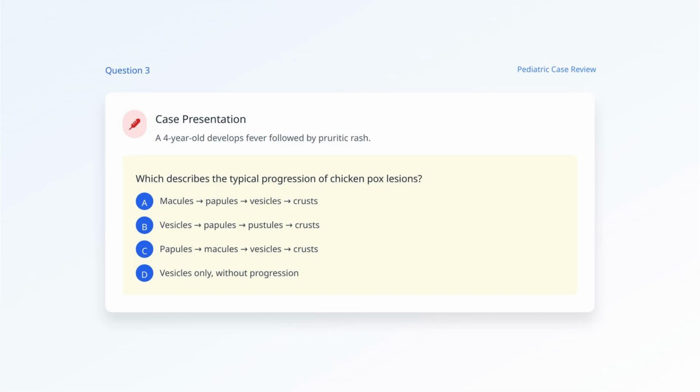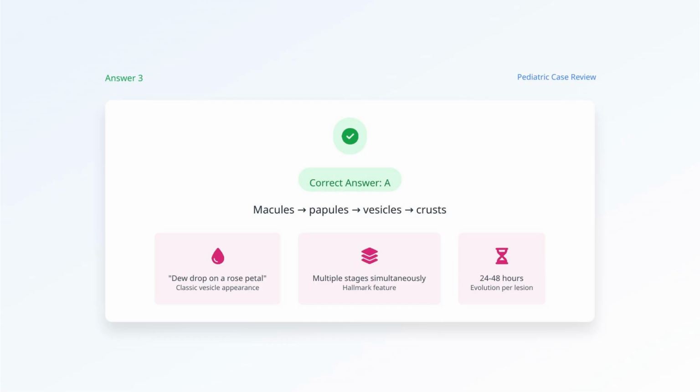A 4-year-old develops fever followed by pruritic rash, which describes the typical progression of chickenpox lesions. A. Macules to papules to vesicles to crusts. B. Vesicles to papules to pustules to crusts. C. Papules to macules to vesicles to crusts. D. Vesicles only, without progression. The correct answer is A.